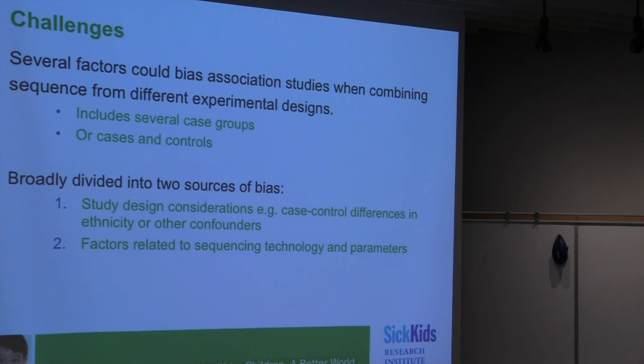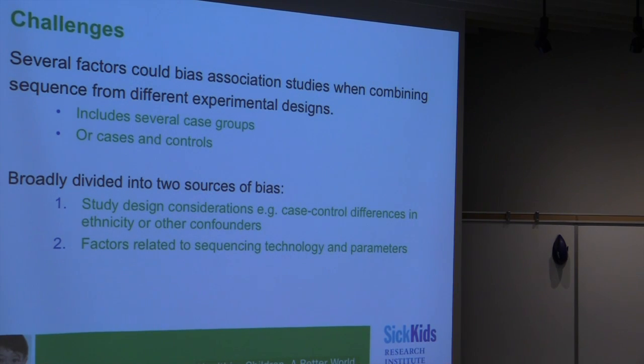Or, for example, many investigators are perhaps just sequencing their cases. Nobody wants to put money into sequencing control groups. So they often end up with a bunch of cases who are sequenced and ask the question, how do I do genotype-phenotype association if I don't have any sequence on controls? And so it would be nice to be able to use public controls.